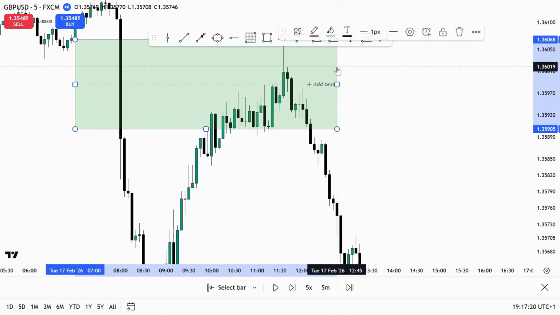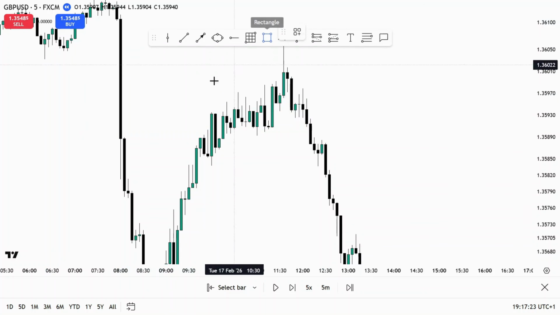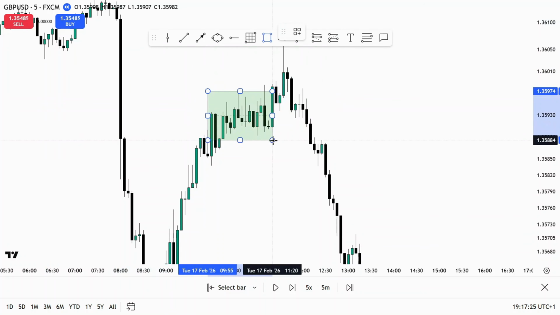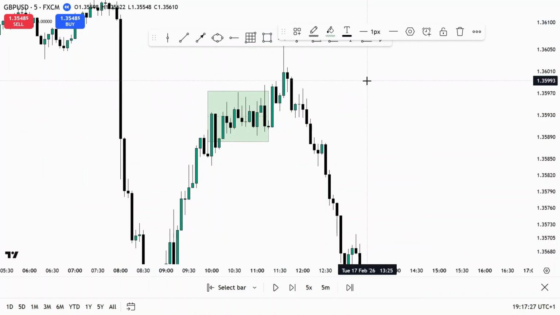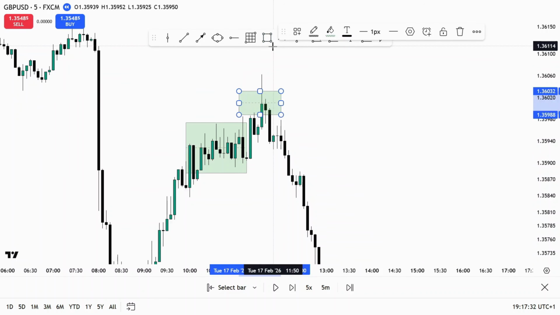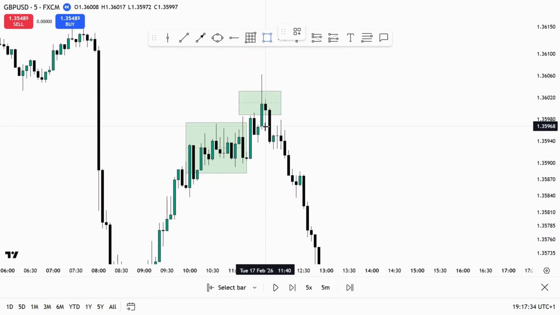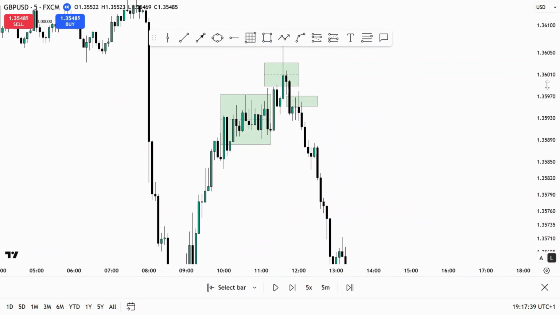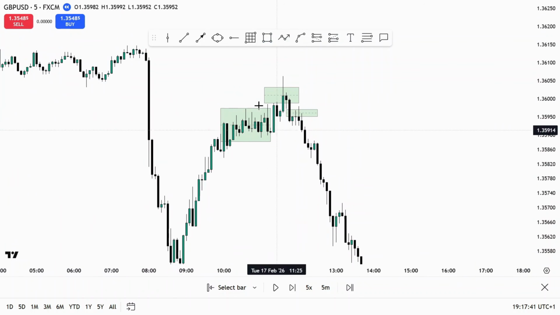And when we also delete this, you would see that this actually formed the AMD formation. So this was the accumulation, this is the manipulation, and then after price reacted to this fair value gap, we then had the distribution to the downside. So this was more of price anticipating or waiting for traders to get into this trade, and then it stops them out before then pushing to the original direction.